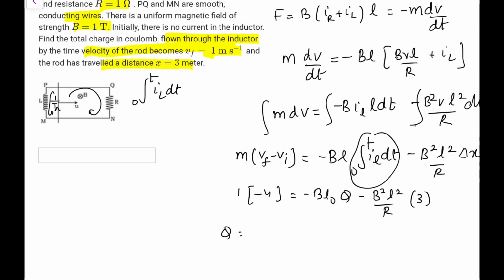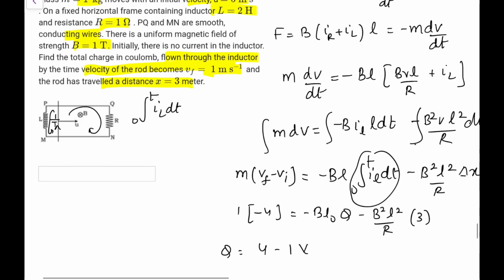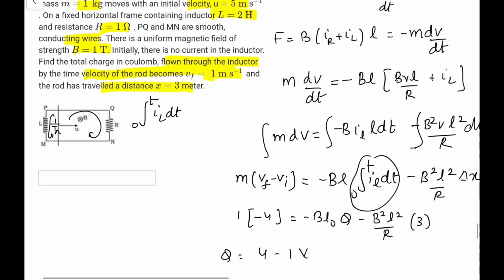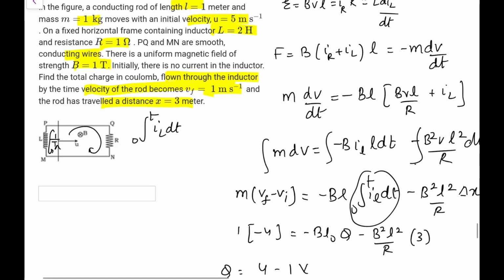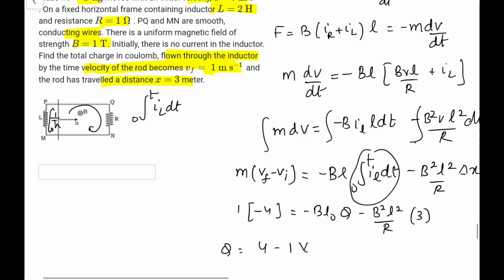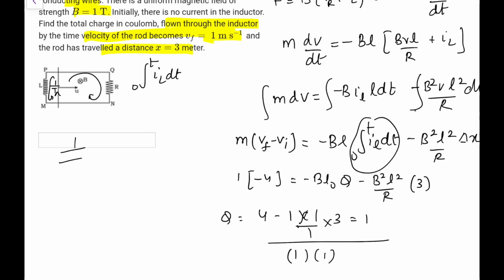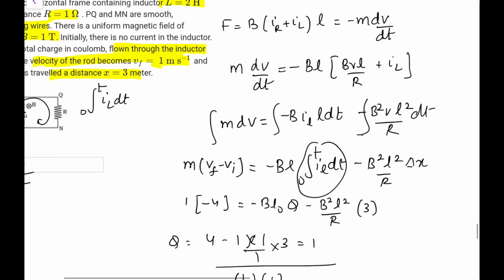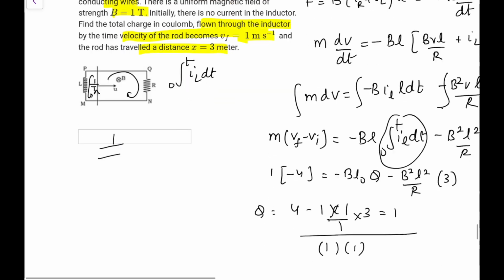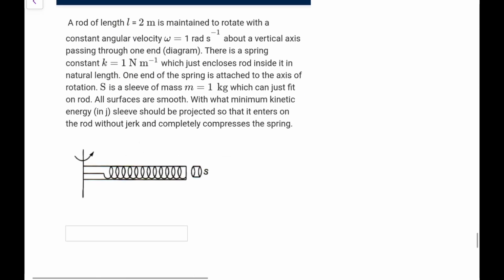Q would be, take it here, 4 minus B square is 1, L, where is L? L is 1 again, R is 1 again, so everything is 1, into 1 by 1 into 3, that is 1, divided by BL, that is 1. So the answer is 1, I suppose. Answer is 1, so 1 coulomb of charge is passed. But yes, this is not an easy one. You need to simplify many things.